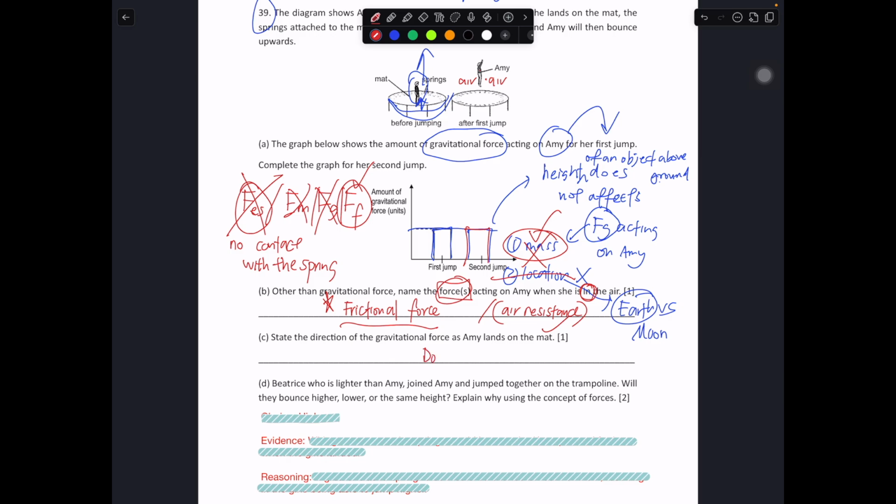Okay, so state the direction of gravitational force as Amy lands on the mat. Okay, downwards. It's always going to be pulling down. The gravitational force always pulls Amy down towards the center of the Earth.